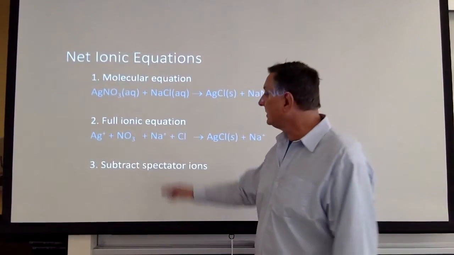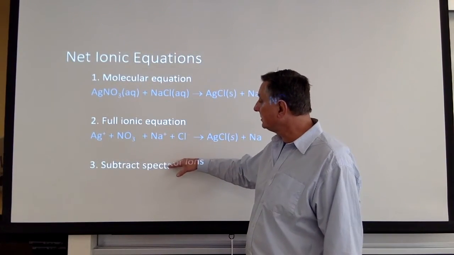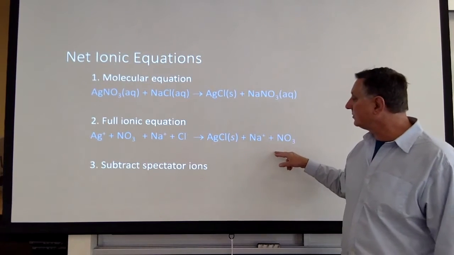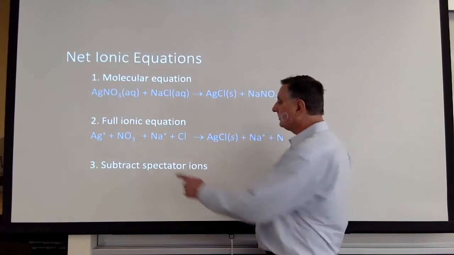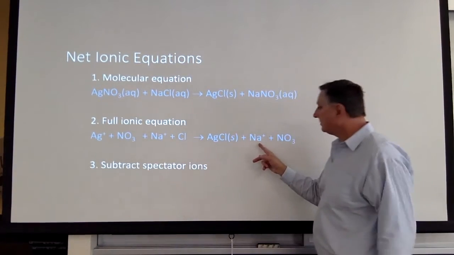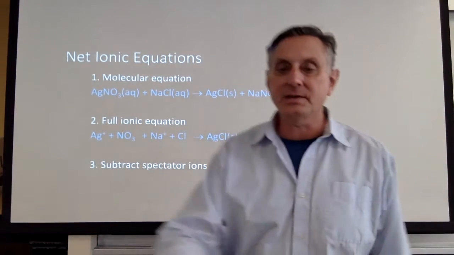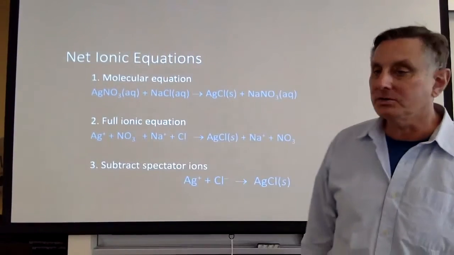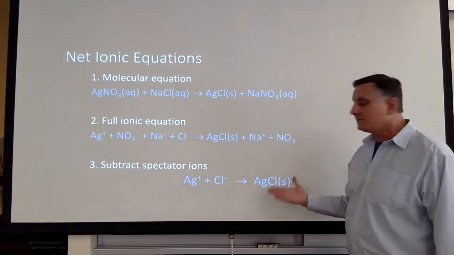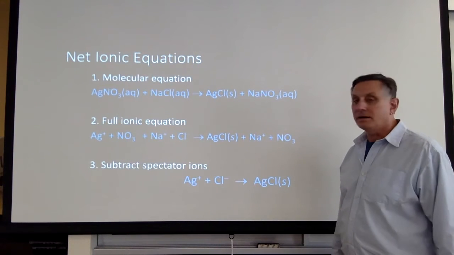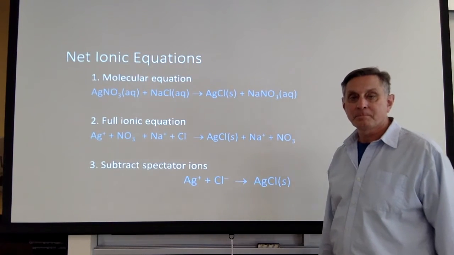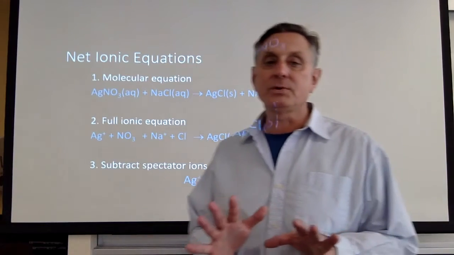For the net ionic equation, you look at your full ionic equation, and anything that's exactly the same on both sides, subtract out. We have a sodium here, we have a sodium here, we have a nitrate, we have a nitrate. So the net ionic equation looks like this. This is the essential reaction that occurs for net ionic equations. This is Gen Chem 1 review.